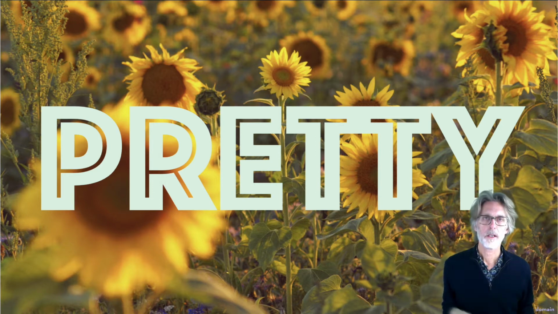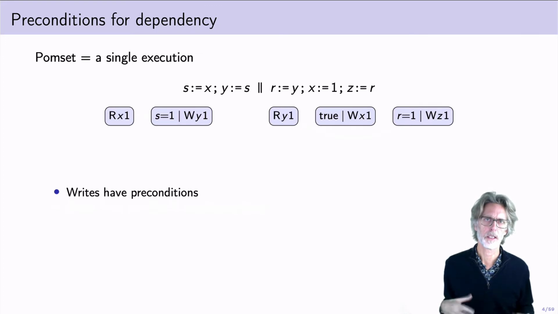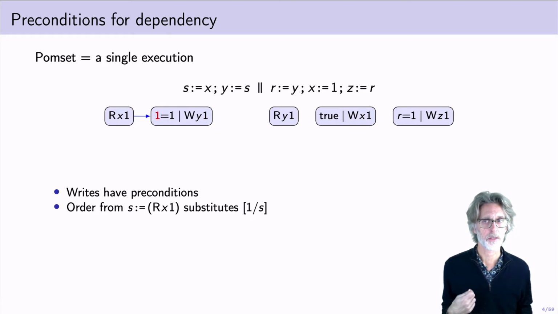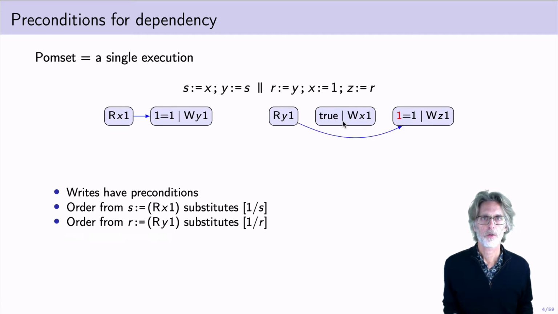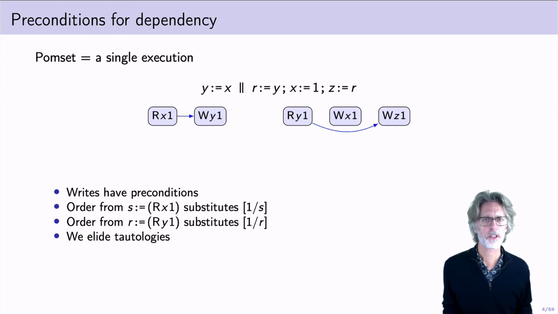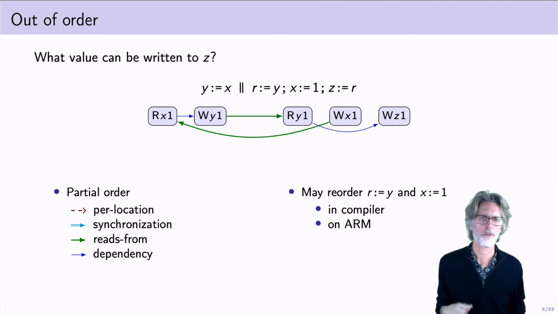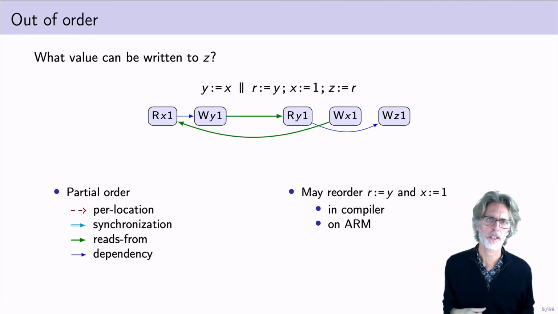When there are multiple variables, however, it's important to also model dependencies. And we can do this by embedding preconditions into the events of our Pomset. For example, here, the write of y depends on the value of s, and we reflect that in the precondition. This precondition can be satisfied by prepending the read of x, which causes a substitution. And similarly for the write of z. Note that the write of x here is independent of the read of y. We can align these tautologies and satisfy the conditions for fulfillment here, justifying this execution.